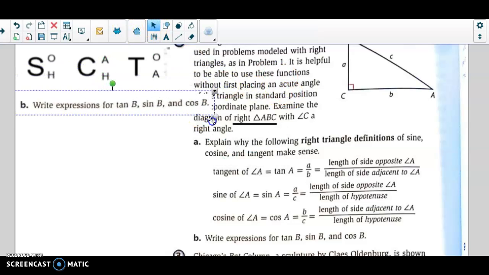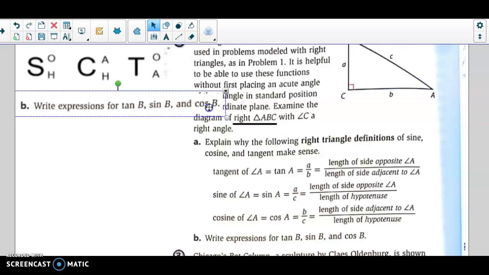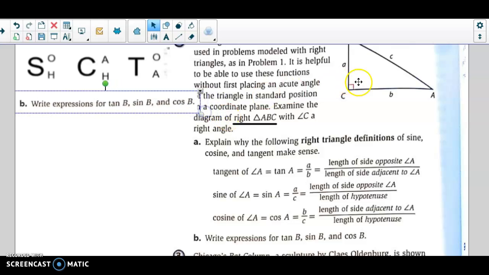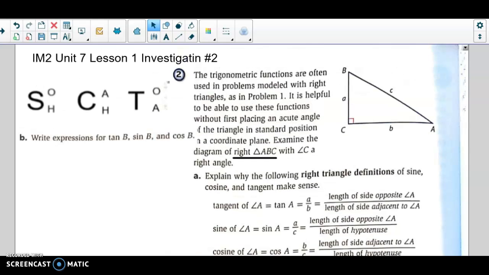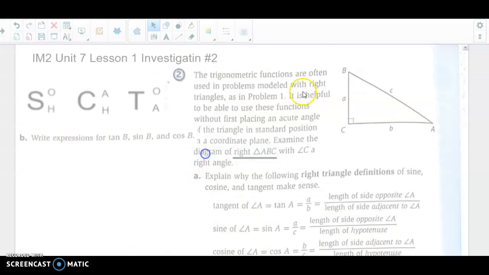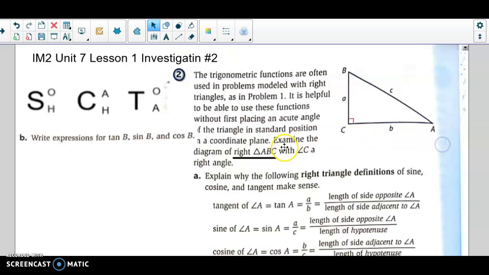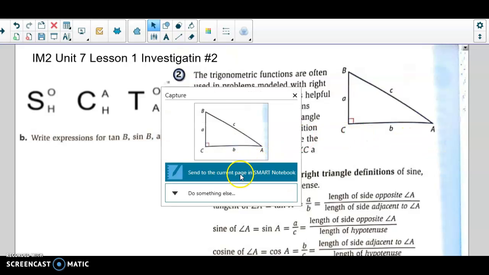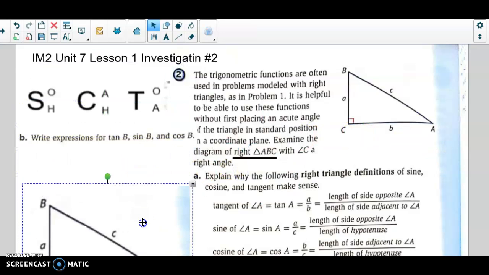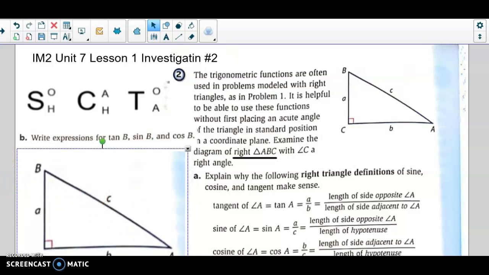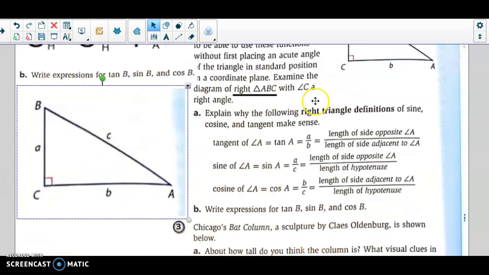So we're doing tangent, cosine, and sine of this triangle right here. So let's get this neat and organized for you guys. Let's take a little picture and put it here. Okay, that's what we're going to be working on. If you want to pause the video for a second and write this down.